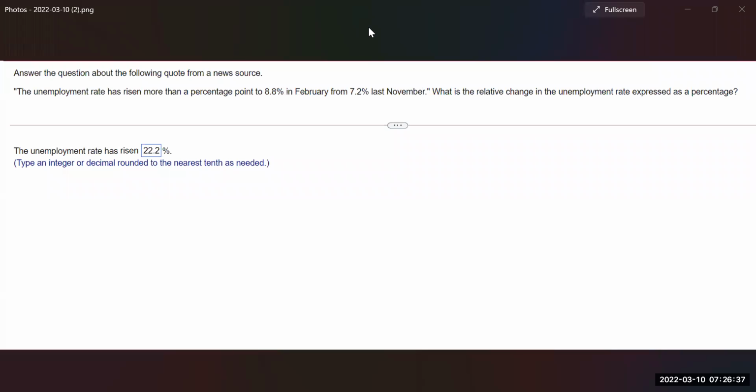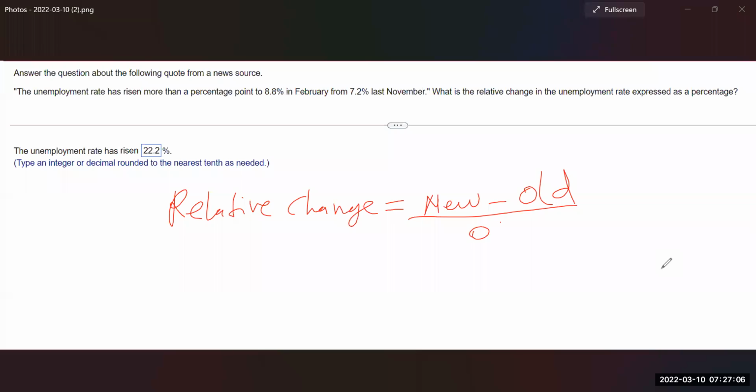Okay, so we want to use our knowledge of relative change, right? And of relative and absolute changes. Now, relative change, let me write that formula. To find the relative change, we know that a relative change is the new value minus the old value divided by the old value, and then you multiply by 100 to change that to a percent.